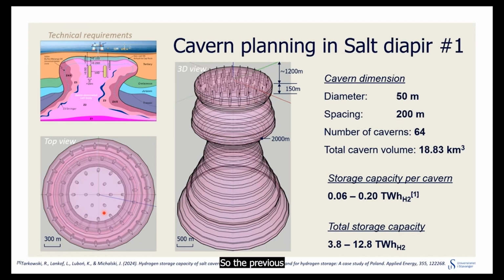The previous researchers suggested that the storage capacity per salt cavern is 0.06 to 0.2 terawatt hour. So I just did a simple calculation and reached a number for the total storage capacity of these salt caverns of 3.8 to 12.8 terawatt hour.